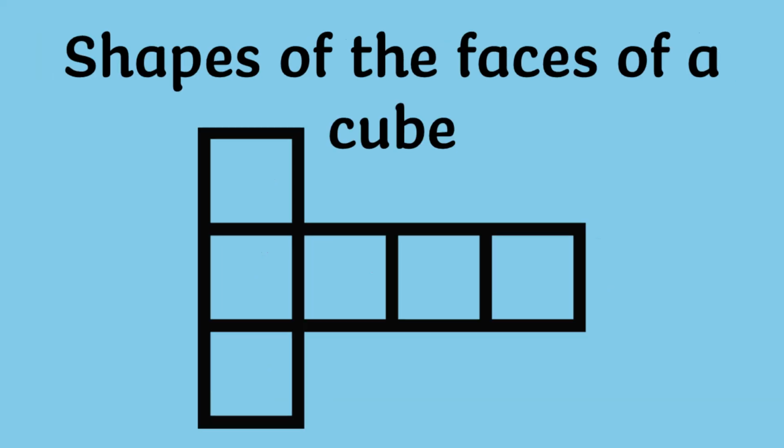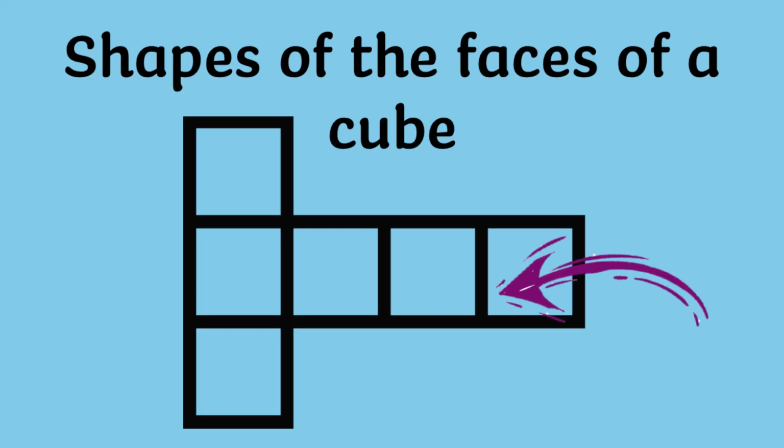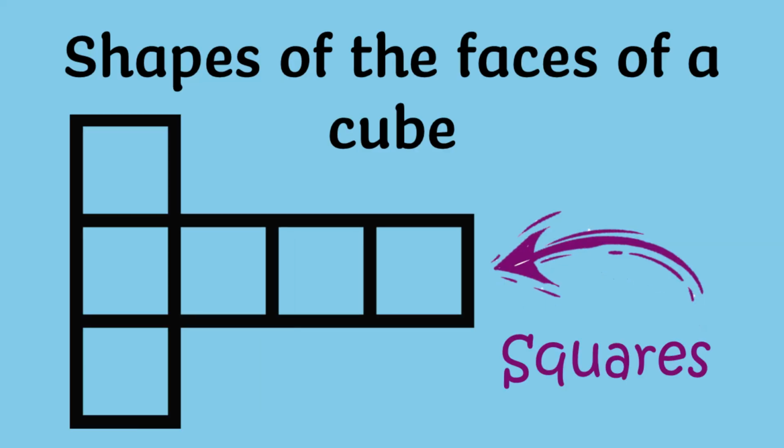Next, let's see what the shapes of the faces are of a cube. All we need to do to determine the shapes of the faces is to look at the net and identify the shapes. Can you see what shapes these are? Let's see. It's a 2-dimensional shape. It has 4 equal sides. Equal sides mean that the length of each side is exactly the same. Do you have it? Yes, it's a square. A cube has 6 faces, and the shape of all 6 faces are squares.